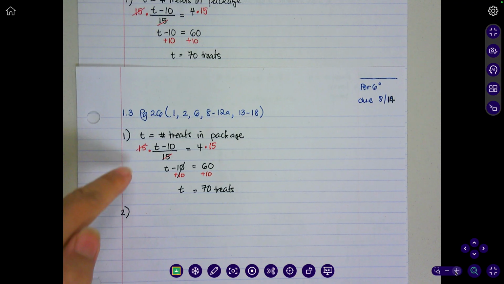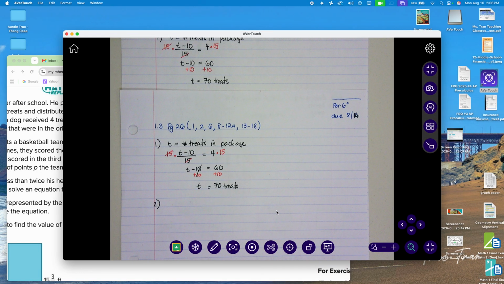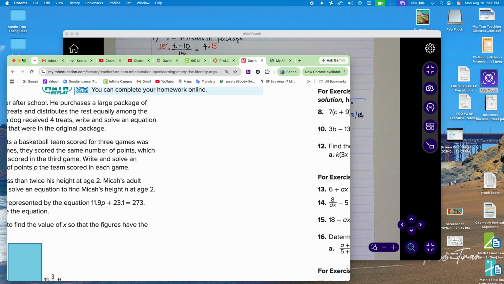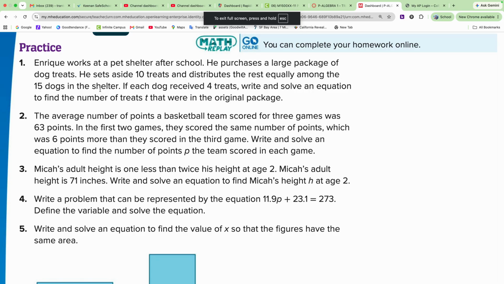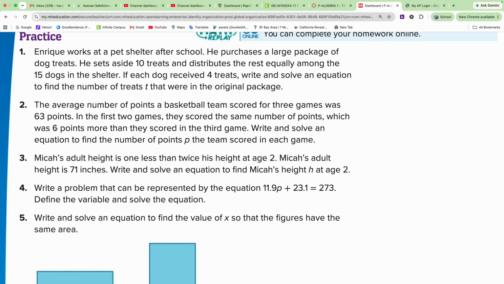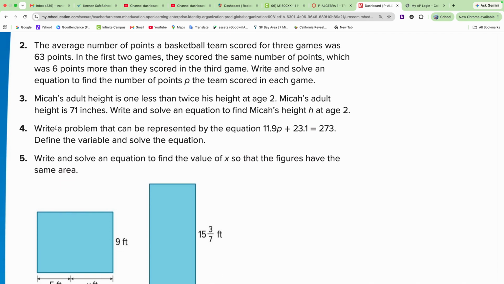So first things first, we need to know what letter they want us to use. As you read the problem, make sure you can see the variables. So I am going to go back to my screen here. And the recording here, I will upload online so you can see it if you need to. Here's number 2. This is our next homework problem.